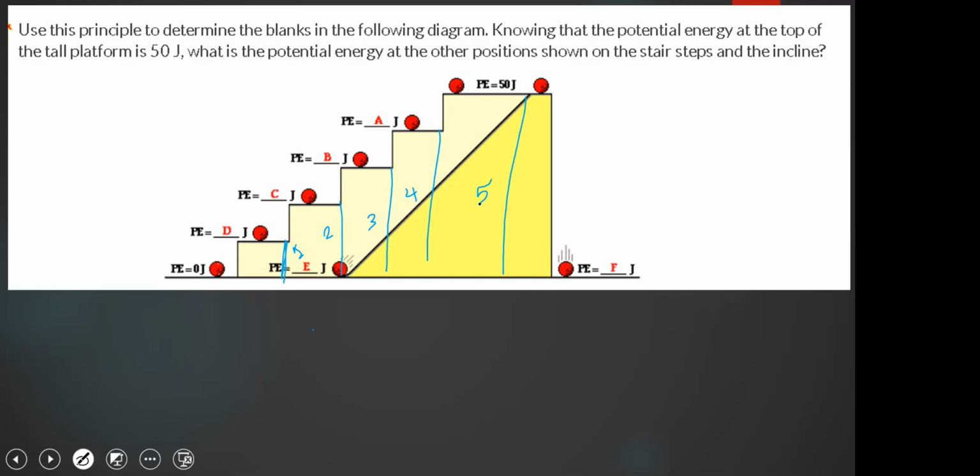Let's find the potential energy at point D, sorry. Let's find the mass of the ball first. The potential energy at the highest point is 50 joule. It is mgh. The mass is unknown. g is 10, and the height is 5. So what is the mass of the ball? It's 1 kilogram.